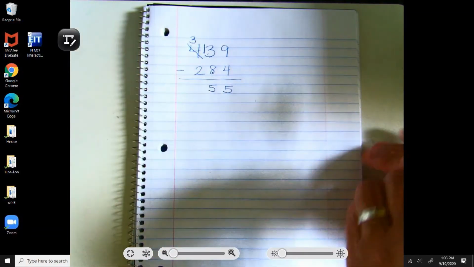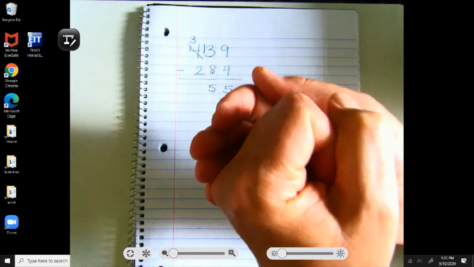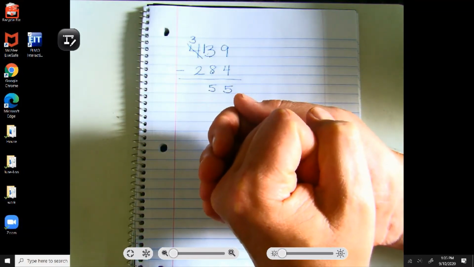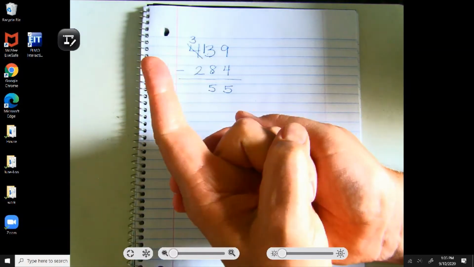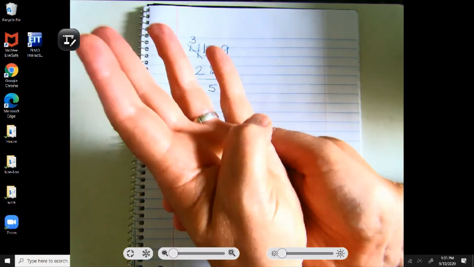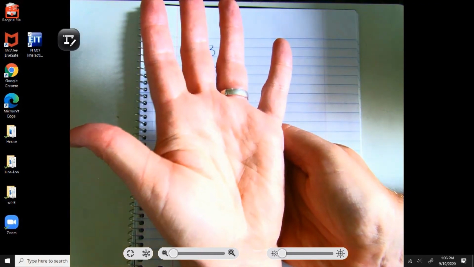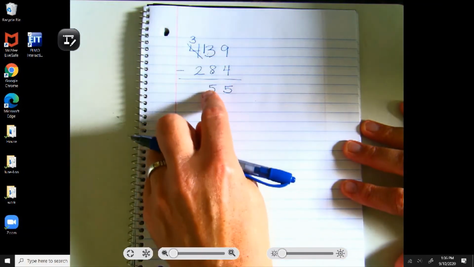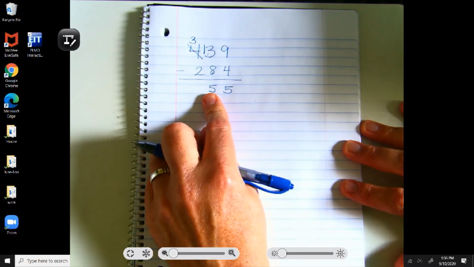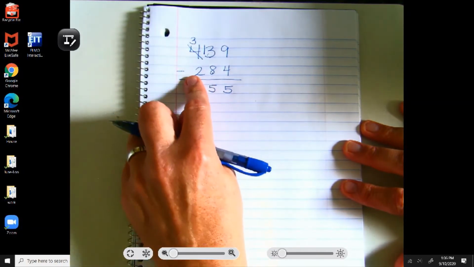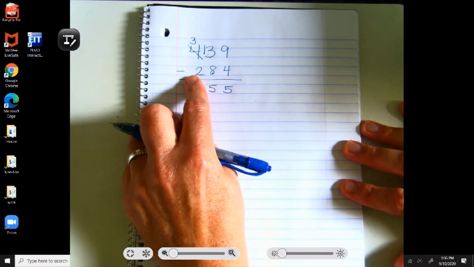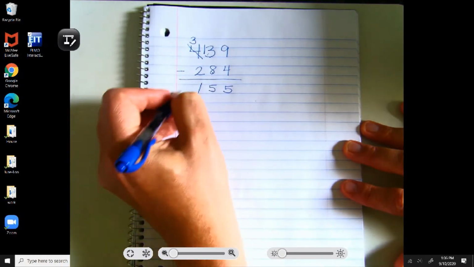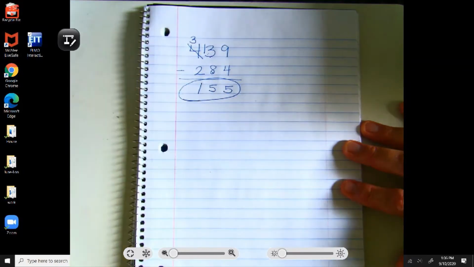Maybe if you were having trouble with that, you could think, right? Have you learned this strategy? Right? 13 minus 8, 8. Count up to 13. 9, 10, 11, 12, 13, 5. Right? That counting up strategy if you need it. So 13 minus 8 is 5. And now I'm ready for my hundreds. 3 minus 2. I can take 2 away from 3. 3 minus 2 is 1. 155.